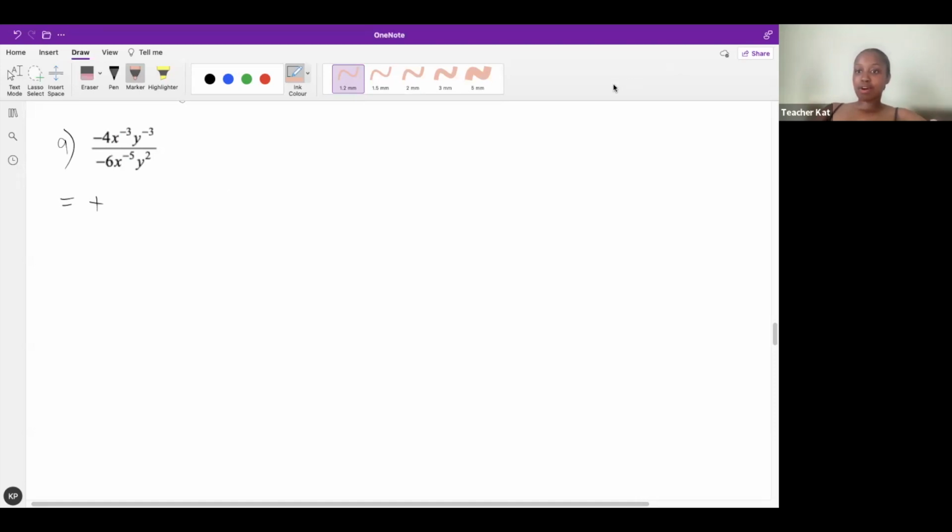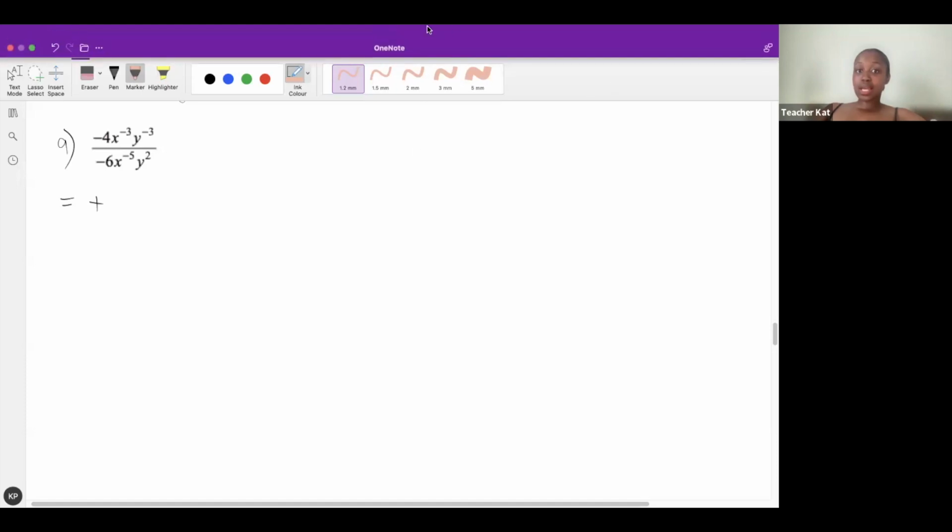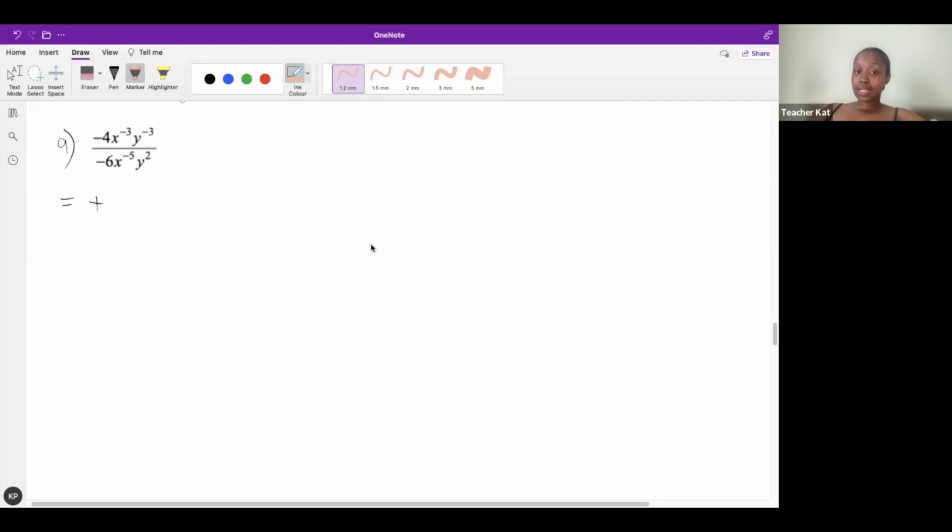4 and 6. Do we have a common factor? Yes. There we go. What's my common factor between 4 and 6? 2. They're both even numbers. Okay. 2 goes into 4 how many times? Twice. And into 6, 3 times. So in my numerator, I have a 2. And in the denominator, I have a 3.